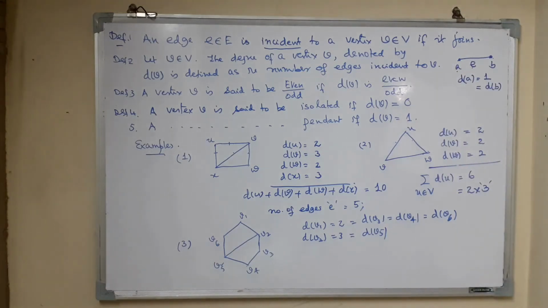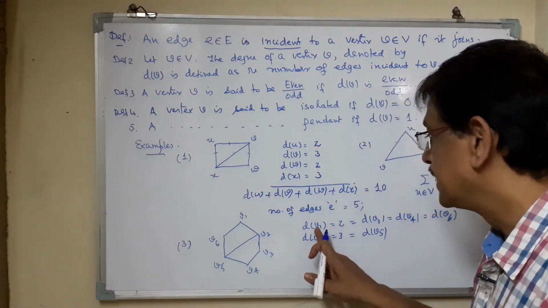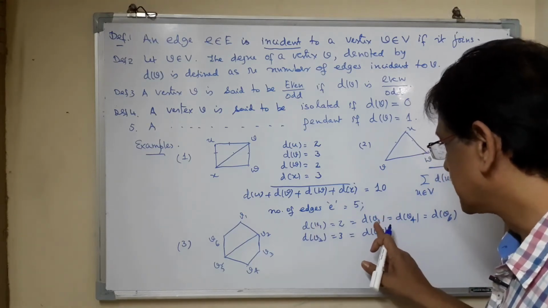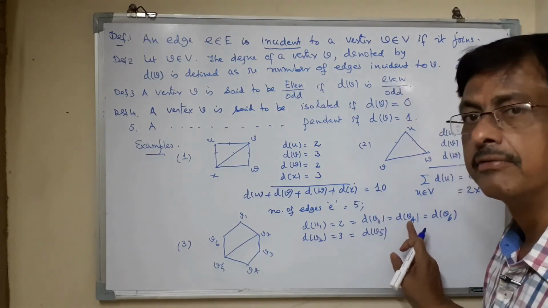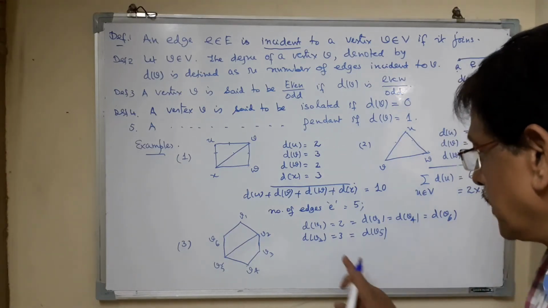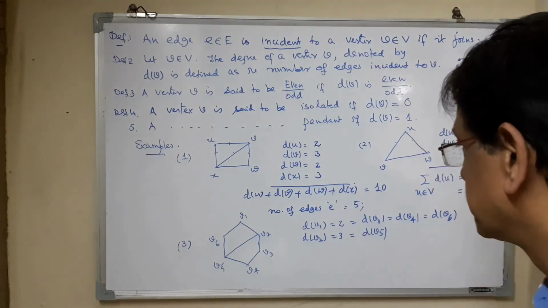Now, what we can observe is the degree of V1 is 2, so V1 is an even vertex. V3 is an even vertex, V4 is an even vertex, V6 is an even vertex. What about V2 and V5? They are odd vertices.